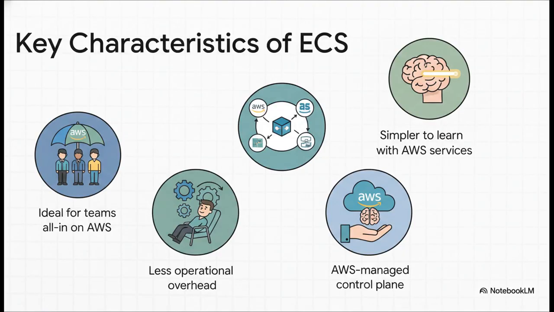Well, that philosophy of being AWS opinionated shows up right here. Simplicity is a huge deal. The control plane, that's kind of the brain of the whole system that schedules all your containers, is completely managed by AWS. You don't even have to think about it. And the integration is just incredibly tight. For example, you can assign security rules directly to a single container, not just the whole server it's on. Or you can have it automatically connect to a load balancer without any manual fuss. If your team is already living and breathing AWS, ECS just melts away a ton of the operational headaches.